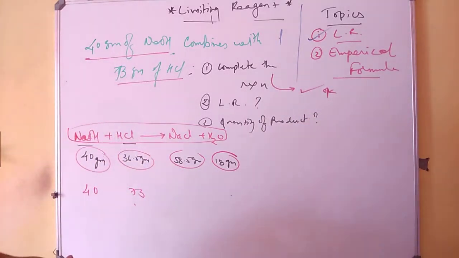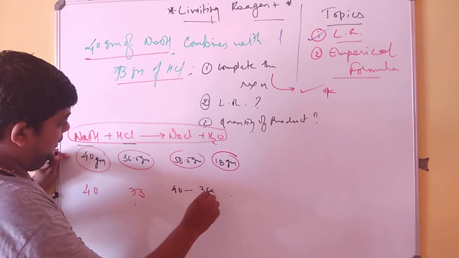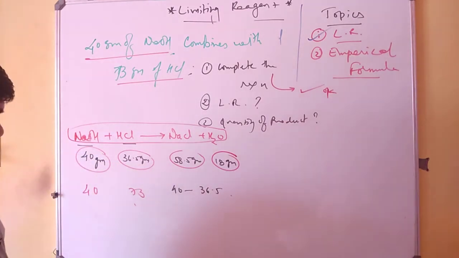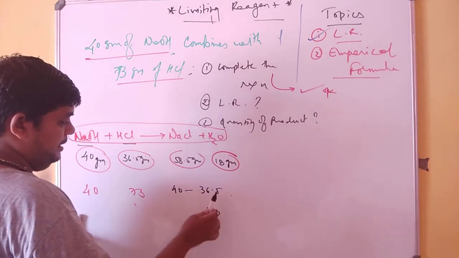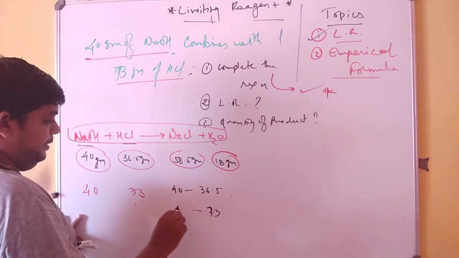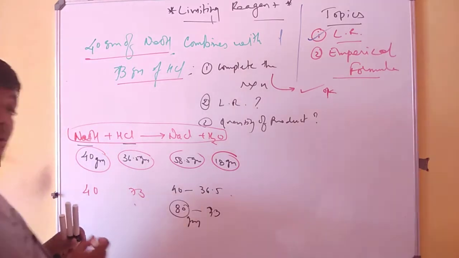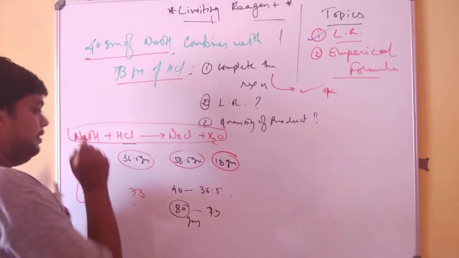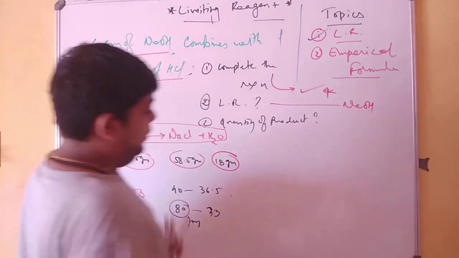You can see very well from here that for every 40 gram of NaOH you require 36.5 gram of HCl. So for 73 gram of HCl you will require at least 80 gram of NaOH. But over here you are only having 40 gram of NaOH. So this is our limiting reagent. So my limiting reagent is sodium hydroxide.